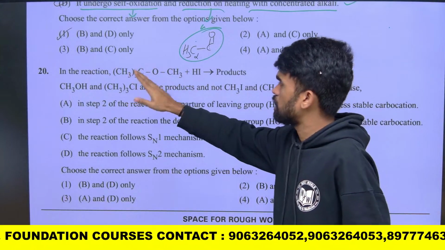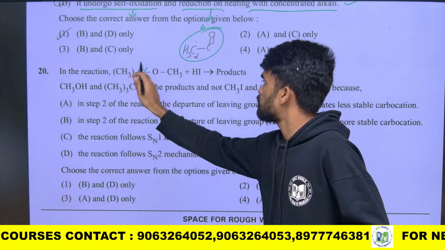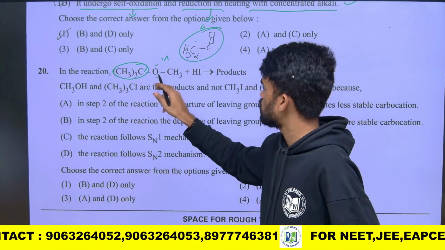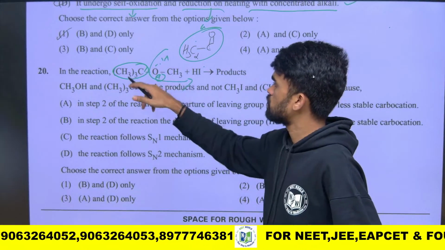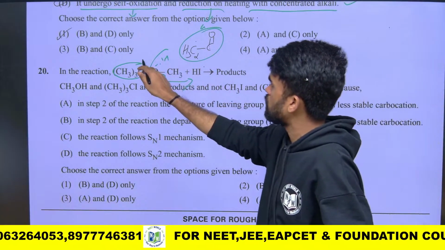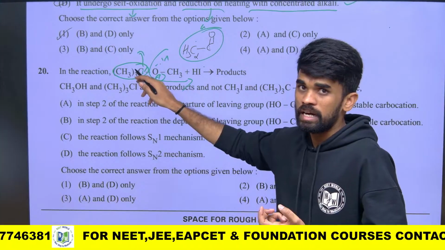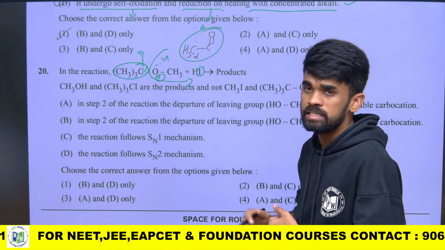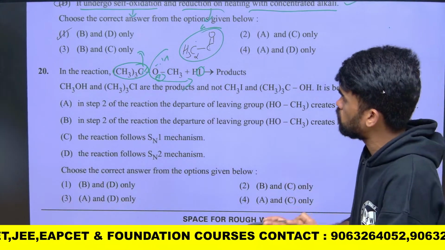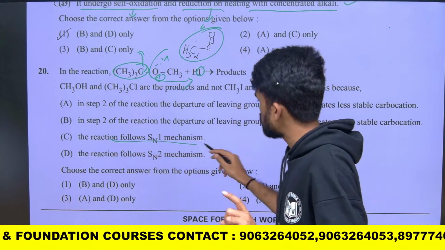Ethers are given, treating with HI. So this is a tertiary carbon now. Upon treating with this, it becomes plus on oxygen and goes out as this. So this is a carbocation. Then iodide will attack on this carbon, the tertiary carbocation, and iodide ion is attached. So what is the mechanism followed? What is the intermediate I told you? Tertiary carbocation. So it follows the SN1 reaction mechanism.